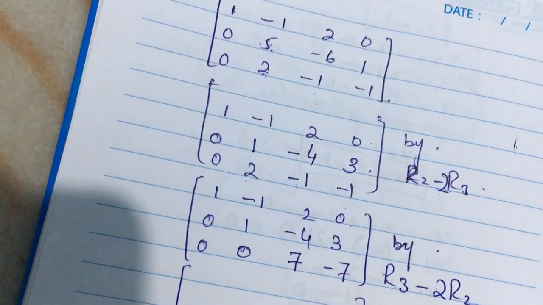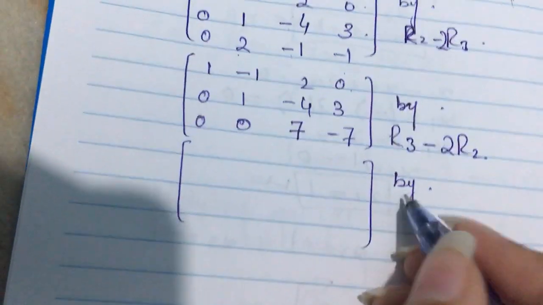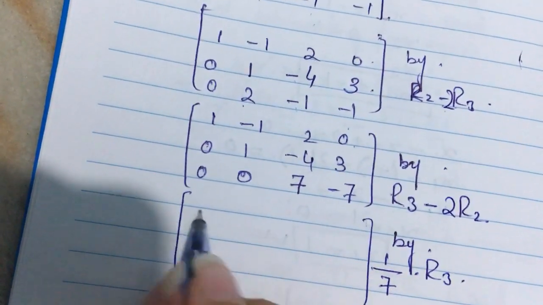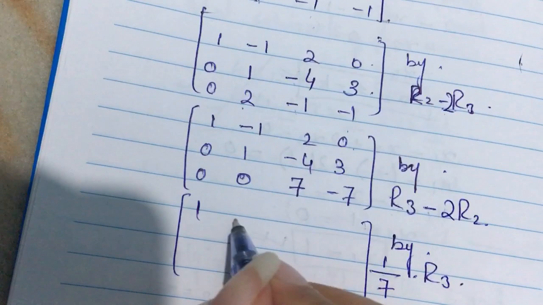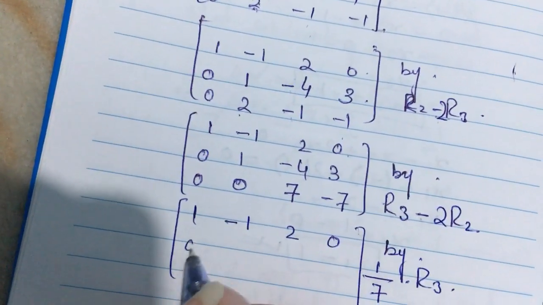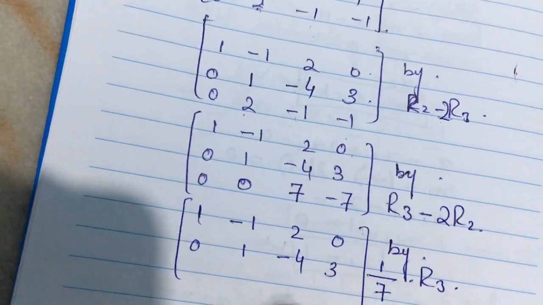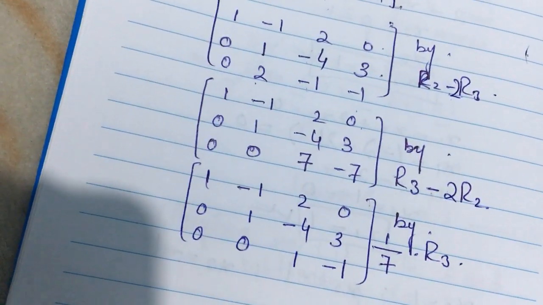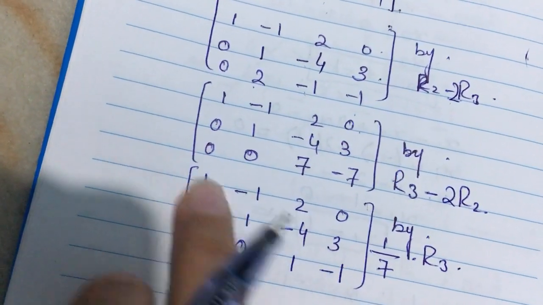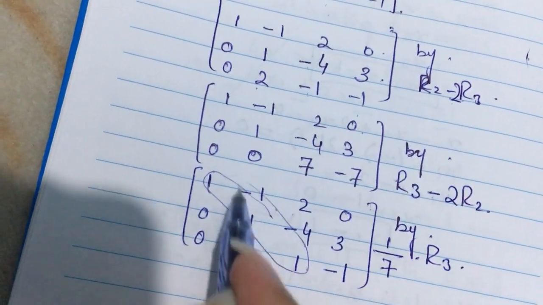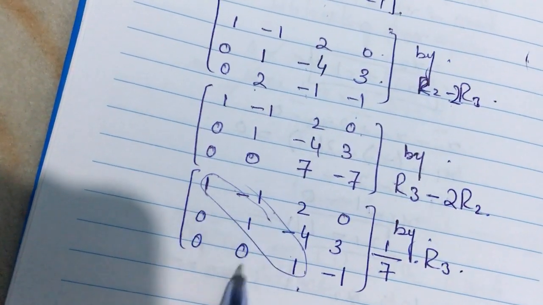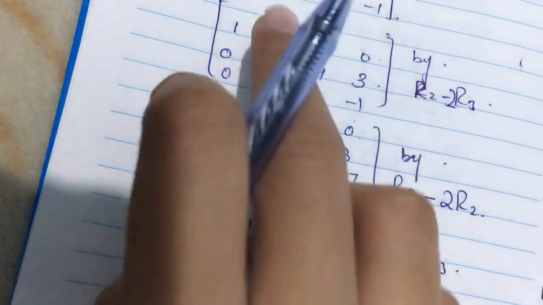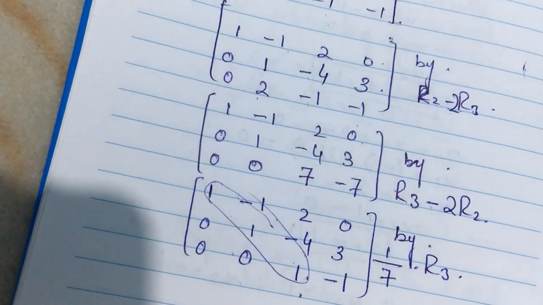So in the next step I am dividing R3, so that means 1, minus 1, 2, 0, then 0, 1, minus 4 and 3, and that is 0, 0, 1 and minus 1. So these ones are in the diagonal and all the entries below the diagonal are 0. So I reduced this matrix into echelon form.